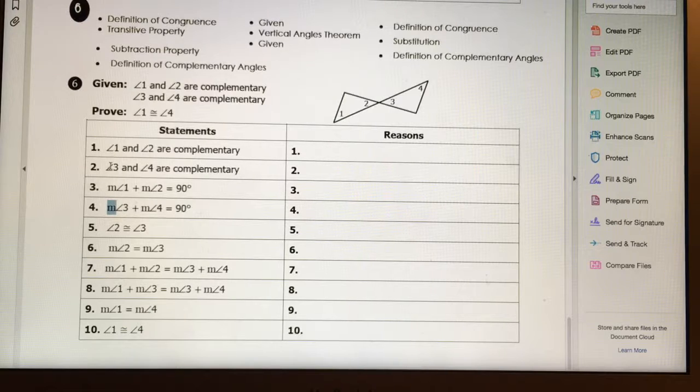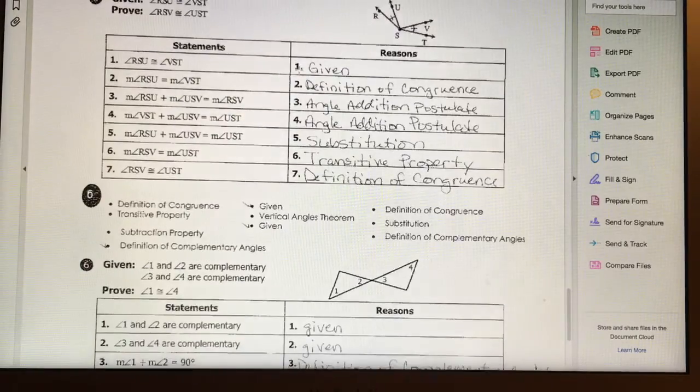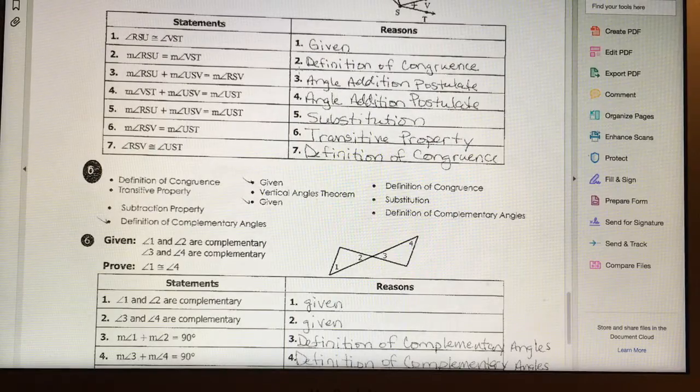And look at number 4. Number 4 is kind of the same thing as 3, but it used angle 3 and angle 4 instead of angle 1 and angle 2. So that one is also going to be the definition of complementary angles, because that's the conclusion of that definition, given a hypothesis of two angles being complementary. So both 3 and 4 are the definition of complementary angles.